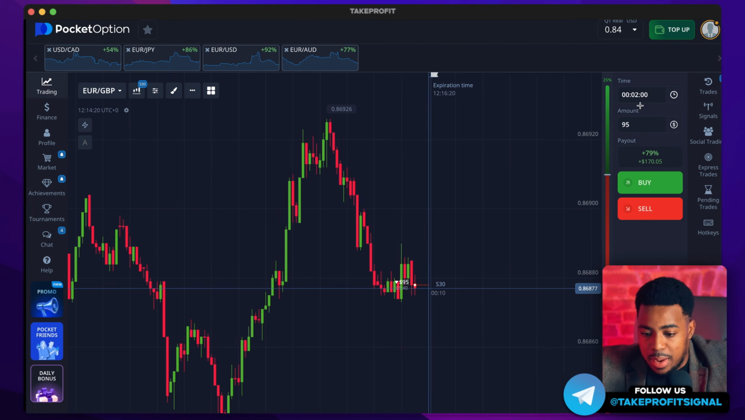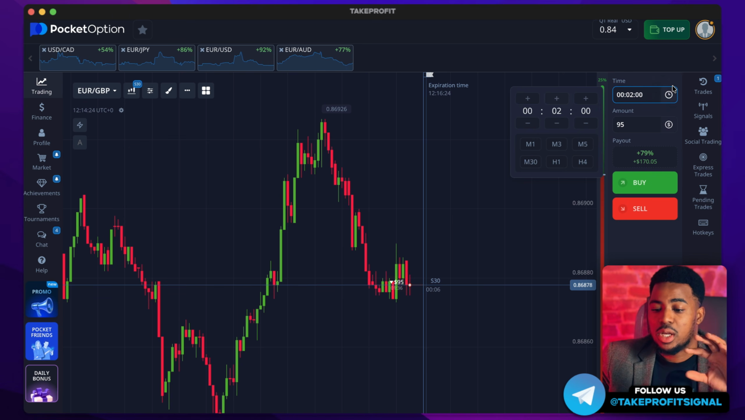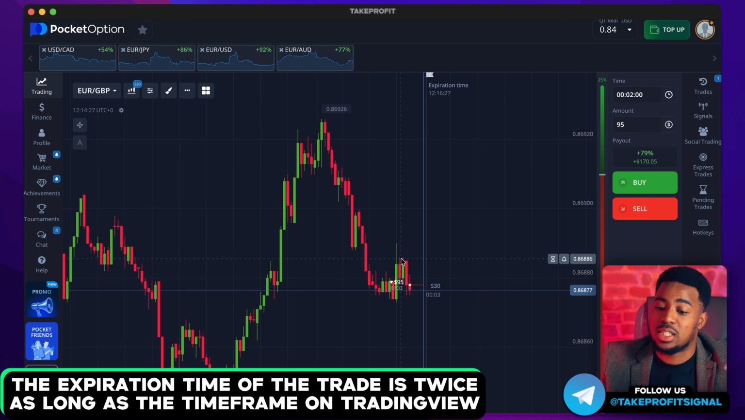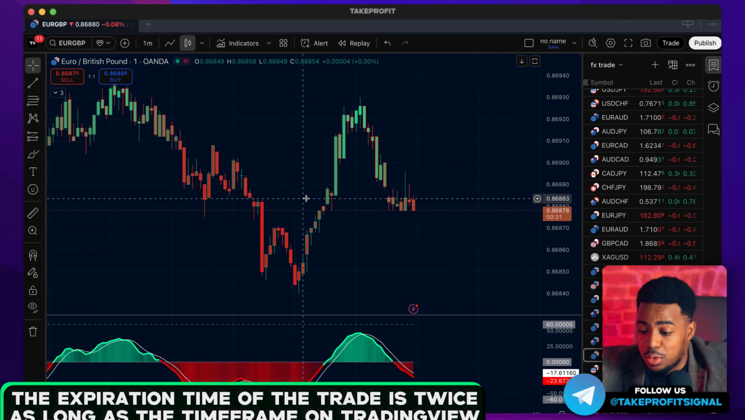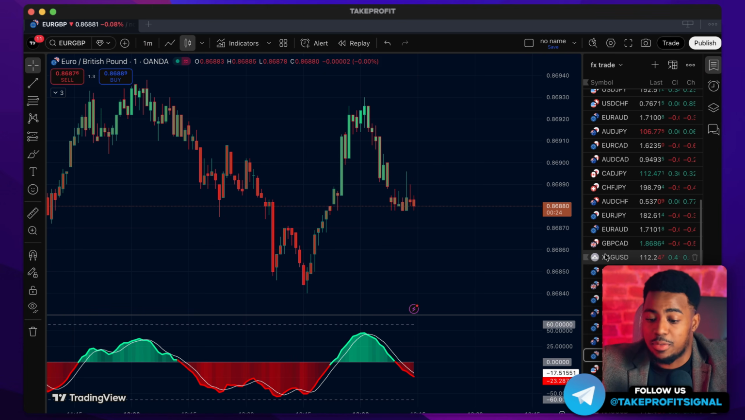The expiration time should be 2 minutes. So the most important thing is that the expiration time of the trade is twice as long as the time frame on TradingView. This is a crucial rule, so try to remember it. Everything here is very simple.